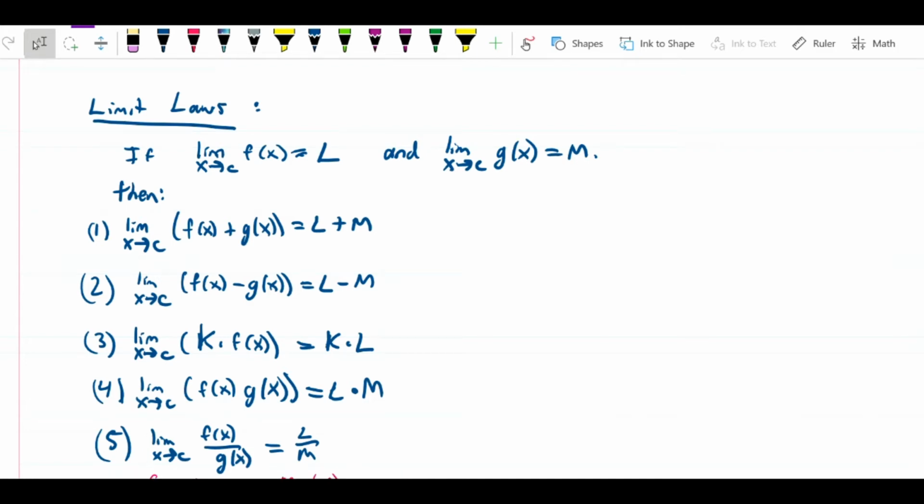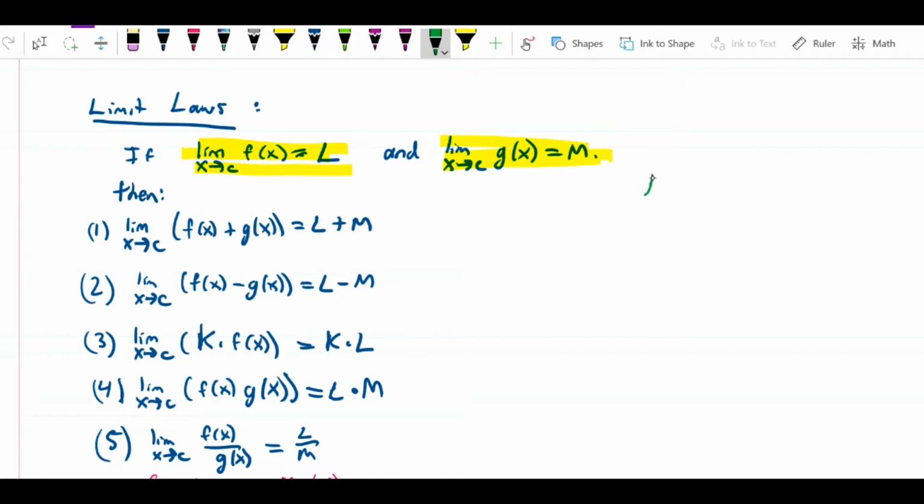So we turn now to some limit laws. These rules have to do with how we combine limits that we already know. So let me just highlight these over here. If we know that the limit of one function as x approaches c is L, and the limit of another function as x approaches the same point c is a different limit that we'll call M, what these rules tell us is how we can combine them.